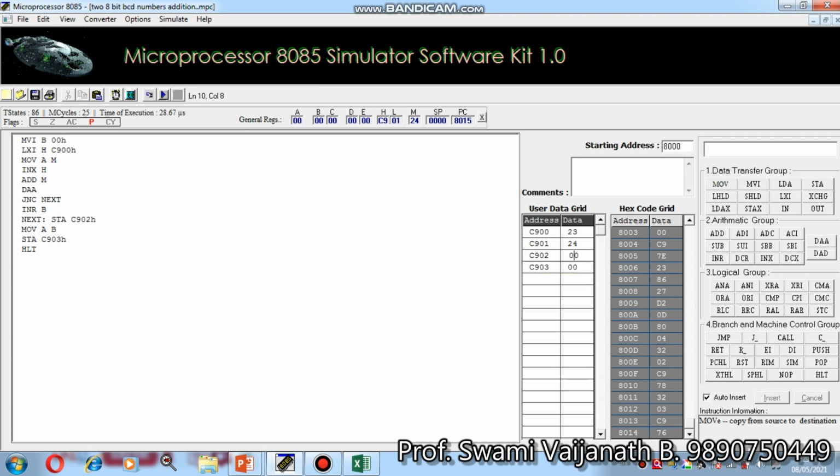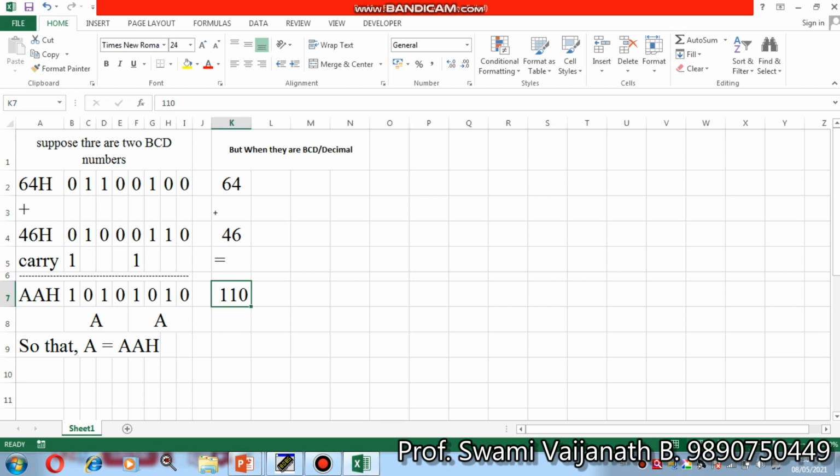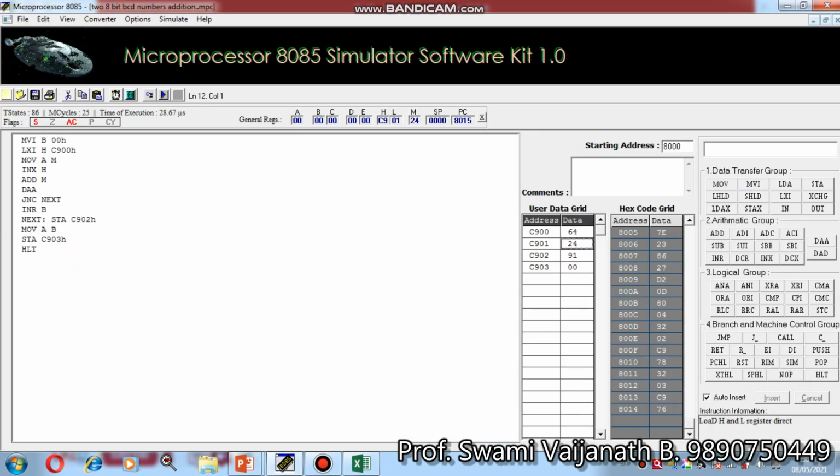Suppose I give here 67 and 24H. Whenever I execute this program, you will see at C902H the addition 67 plus 24 is 91 displayed here. If I give 64 and 46, in hexadecimal it would be AAH, but in BCD it is 110. How is it obtained? Suppose I give 64H and again 46H. Then your result is 110, that is carry is produced, and it is displayed in memory location C903H.